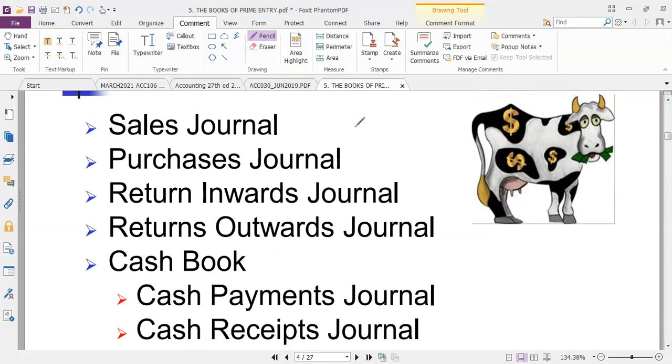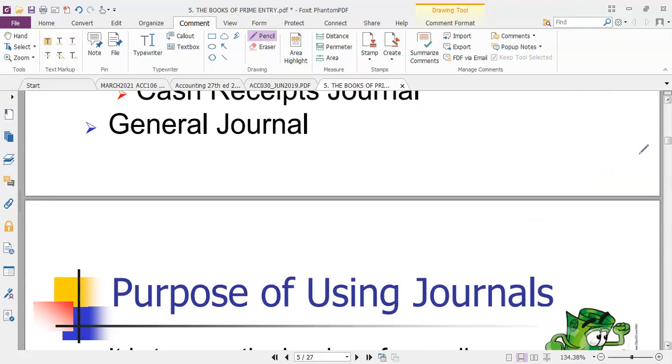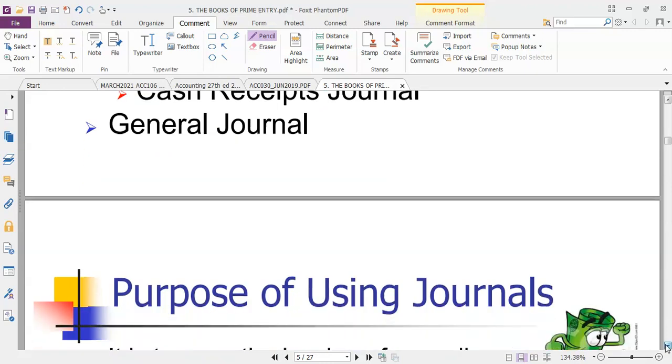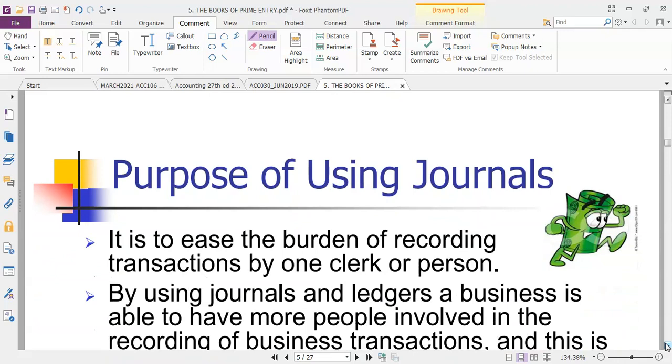The first is the sales journal. Later on I will introduce to you what the sales journal is and explain more. Second is the purchases journal. Third is the returns inward journal. Fourth is the returns outwards journal. Fifth, the cash book, which includes the cash payment journal and also the cash receipt journal. And last but not least, the general journal.